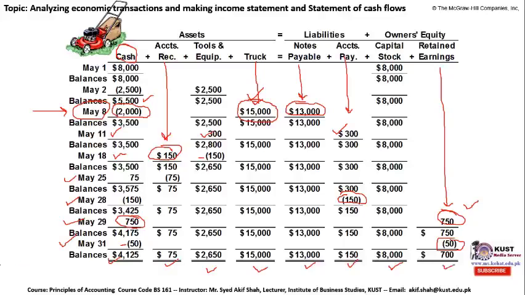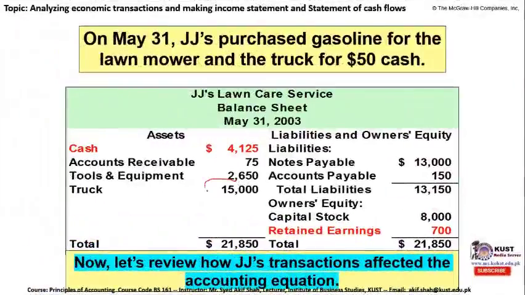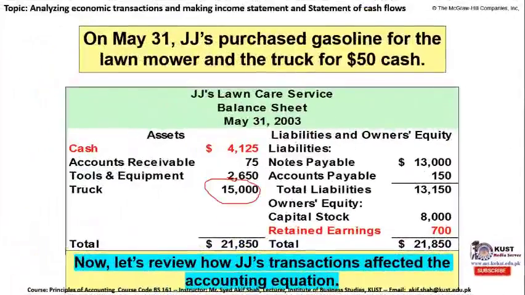So these are our final balances. You can counter check these balances from the last balance sheet we have mentioned. You can see that the truck cost was $15,000, so in the transactions under the truck column you can see $15,000. Let's counter check the accounts payable. The final balance of the accounts payable column is $150. You can see that the final balance of accounts payable in the balance sheet is once again $150.